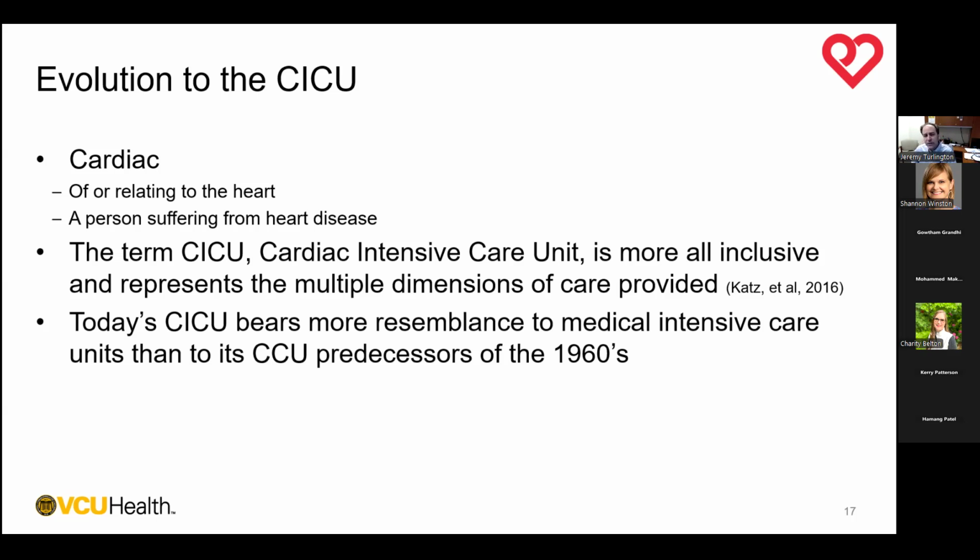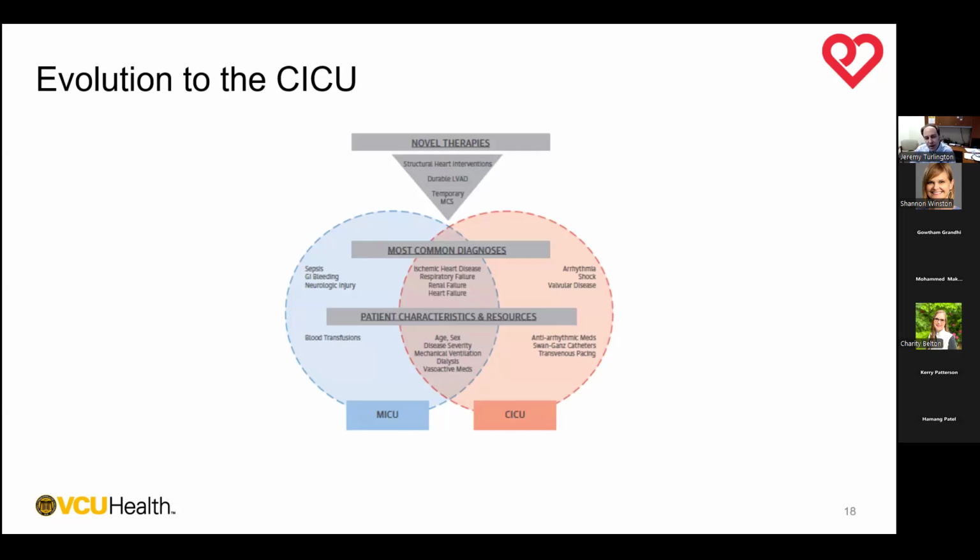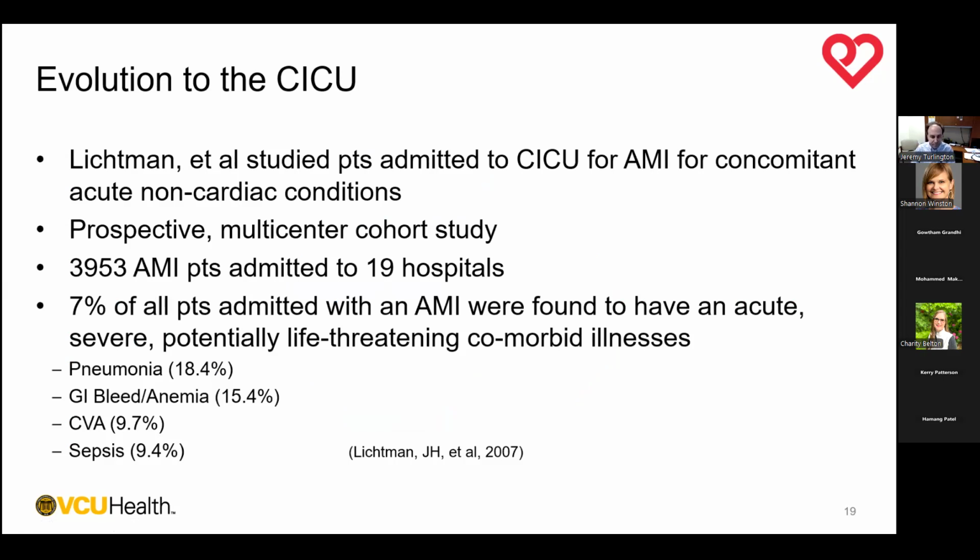And now, and I'm going to go into some more data, the CICU today doesn't represent the CCU of the 60s and 70s. It looks more like what we would call the MERCU here at VCU, the medical respiratory ICU. Just a nice way to look at a Venn diagram, that the blue is, sorry, here at VCU, we call it the MERCU, the medical respiratory ICU. Most people commonly call it the MICU, versus the CICU. And you see that there's a lot of sepsis, GI bleeding, neurologic injury. But what we're seeing more and more in the CICU is lots more respiratory failure, renal failure, and other issues that can be comorbid and complicate the management of cardiac disease.